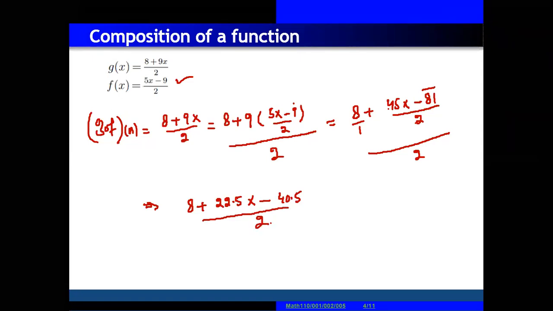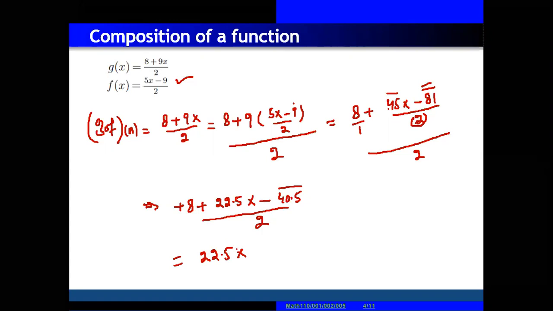This is without finding the LCM. We divide just 45 by 2 and also 81 by 2, because this 2 is for both. This is for 45 and this one is also for 81. Now we have 22.5x. We have 40.5 and this one is plus 8.